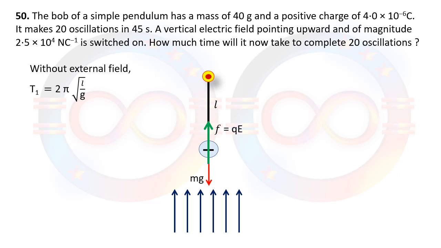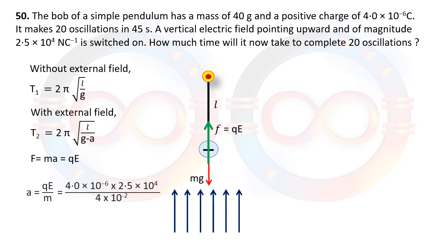So if g is going to decrease, suppose the acceleration because of this electric force is a, then T is equal to 2 pi under root L upon g minus a. The time period is going to increase. So whatever answer we are going to get, obviously that is going to be more than 45 seconds, because without any electric field it was 45 seconds, g was complete 9.8, now g is going to decrease, so the time period is going to increase, because time period and g are inversely related.